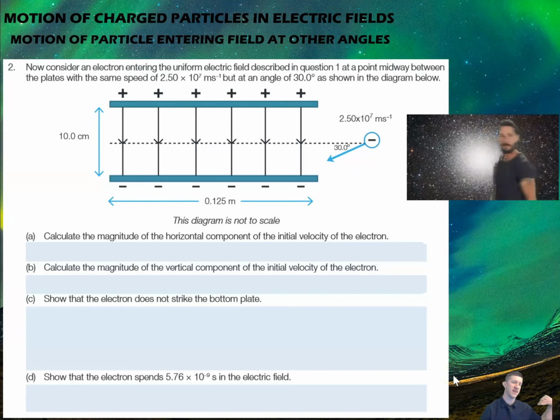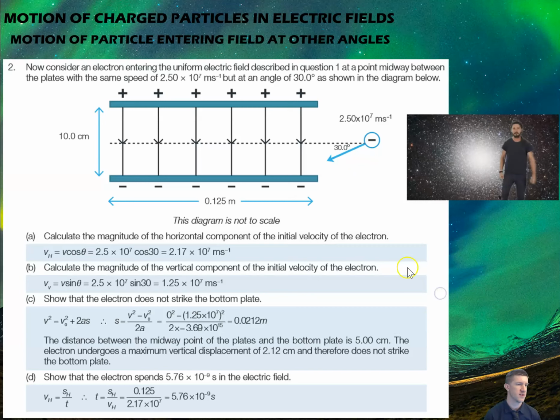Okay, so hopefully you've had enough time to get through these questions. I'm going to put the answers up now. If you need more time, as always, just pause, keep going through it, have a go at it before I show you the answers. So in this case, they've used v cos theta, just like in projectile motion, to get the horizontal component. Vertical component is then v sine theta.